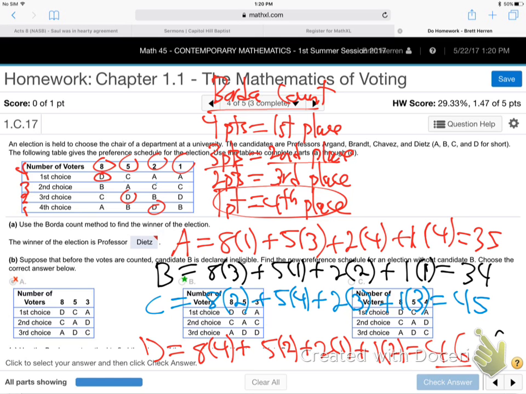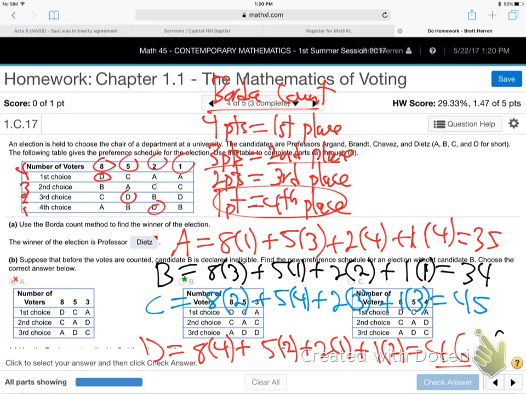Suppose that before the votes are counted, candidate B is declared ineligible. Find the new preference schedule for the election without candidate B. Choose the correct answer below. So in other words, B drops out. Let's just say, here's how everybody feels. These 8 people feel this way, 5, 2, and 1. This is how everybody feels.